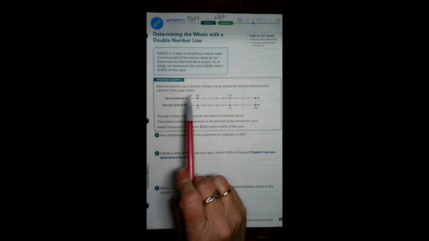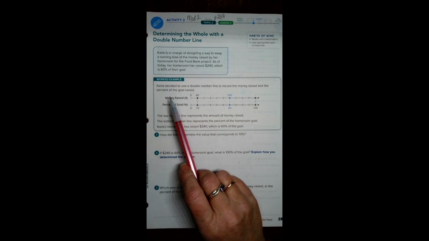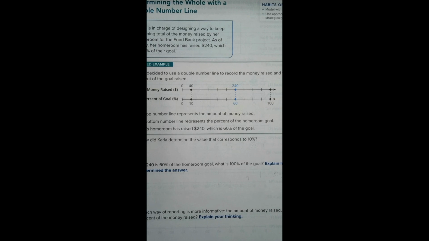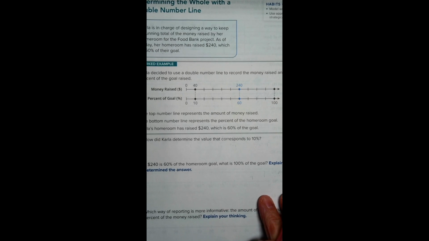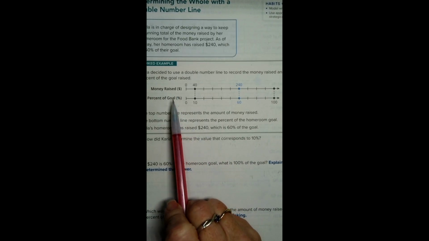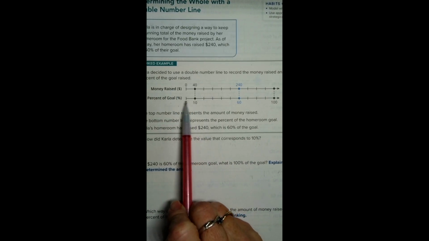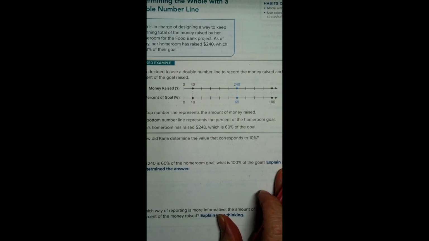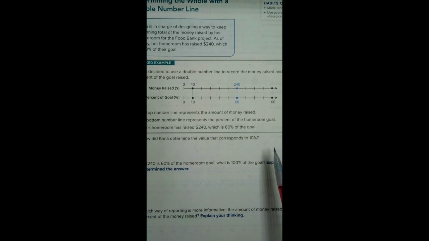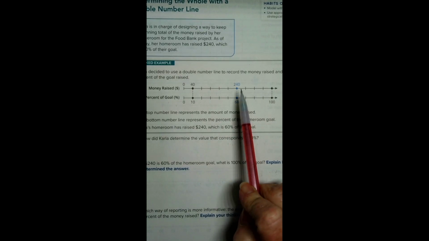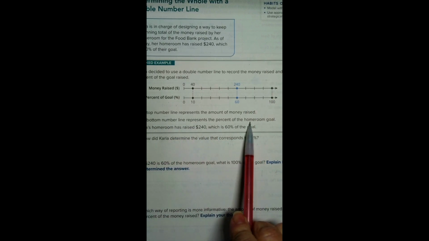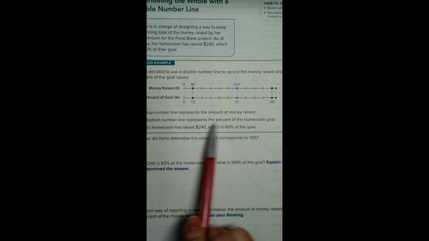So it says Carla decided to use a double number line to record the money raised and the percent of the goal raised. I'm going to zoom in just a little bit here. Okay, so we have the percent raised at the top, and the money raised and the percent of the goal at the bottom. So it says that $240 was 60%. So here at the 60%, she put $240. The top number represents the amount of money, the bottom line, the percent of the homeroom goal.